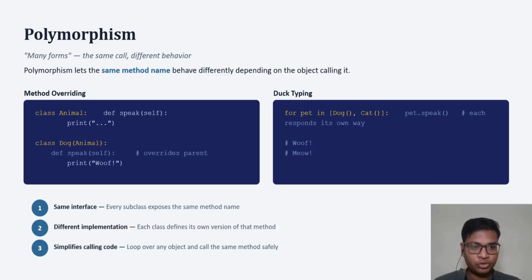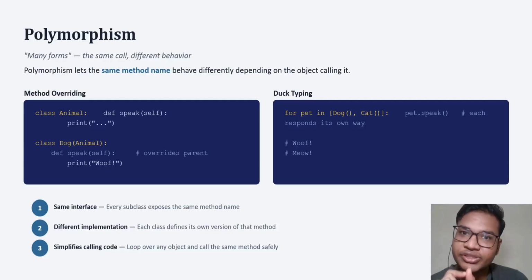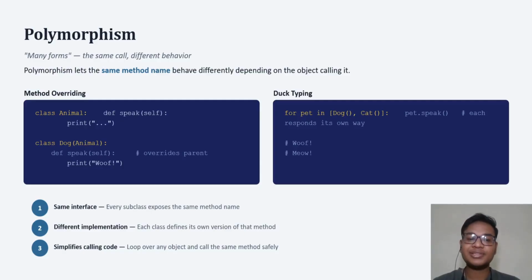So let's talk about the same interface. What do you mean by this? Every subclass exposes the same method name. Always remember. The second one is different implementation, which means each class defines its own version of that method. The third one is simplifies calling code. What do you mean by this? You can loop over any object and call the same method safely. So these are all the things about polymorphism. Just remember, polymorphism is different forms with the help of method overriding and duck typing.